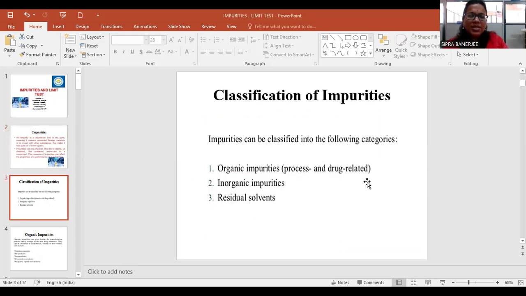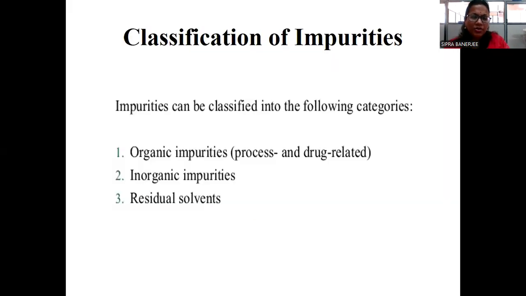Impurities can be classified in the following categories: organic impurity, inorganic impurity, and residual solvents. Actually, these impurities can come from different sources. Organic impurities are process and drug related, and inorganic impurities and residual solvents come from the different processes as well.